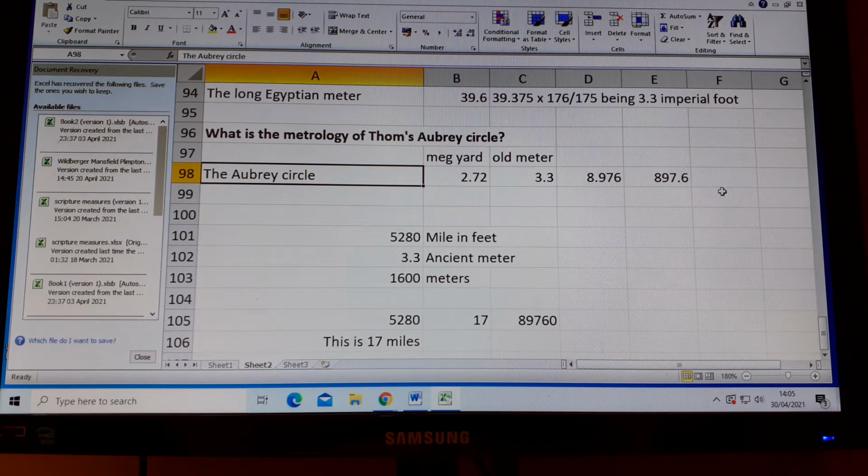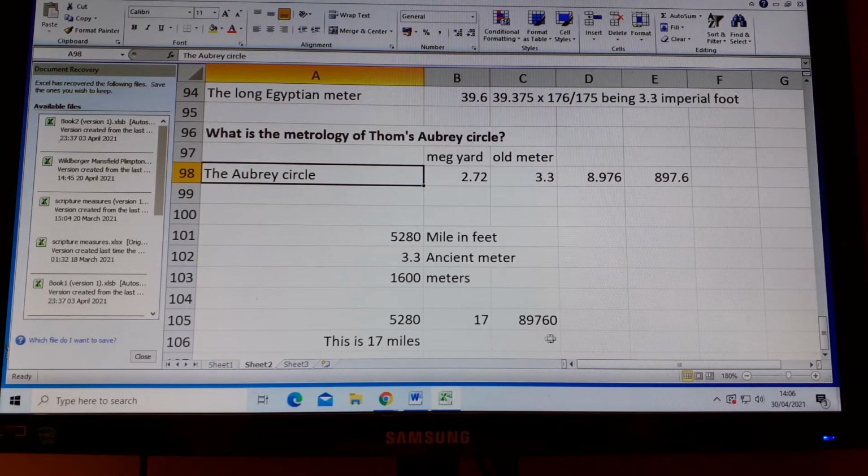Now, I believe that the ancient designers were using 100 units in a foot, so that's 272, and that's 330, and it gives this number here, 897.6. I believe that's the number that they were using. And 8970 is 5280 times 17, so that's 17 miles. So this Aubrey circle, on first sight, looks crazy, 897.6 feet, but it's actually 17 miles in length.